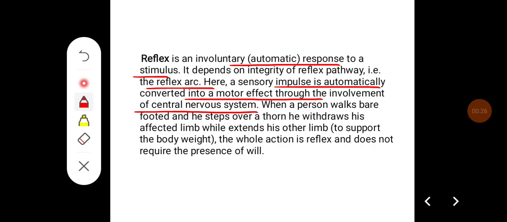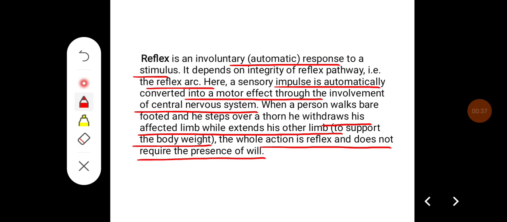When a person walks barefooted and steps over a thorn, he withdraws his affected limb while extending the other limb to support the body weight. The whole action is reflex and does not require the presence of will.